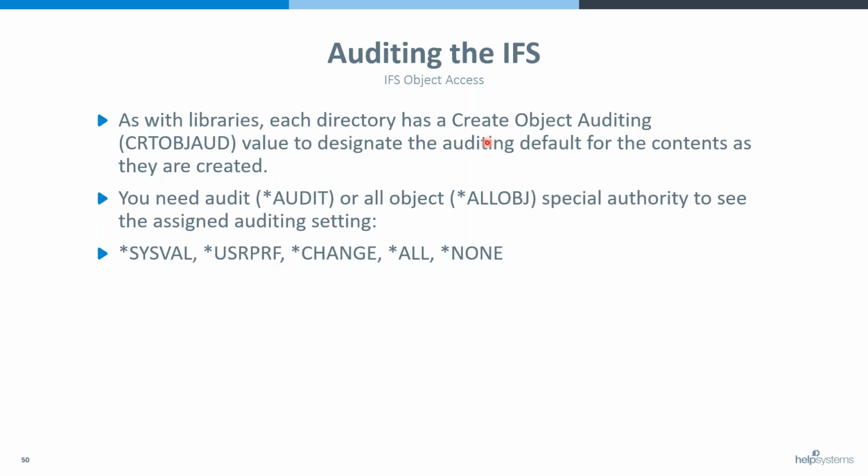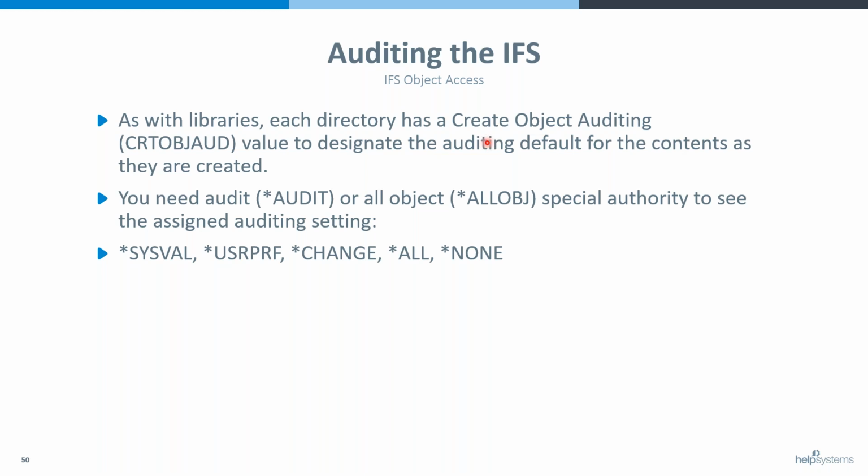When we're auditing the IFS, similar to libraries, each directory is going to have a create object auditing value. So the directory itself is going to have this value set, and it can control the default for the contents of those directories. So as new files are added to your IFS directory, that create object auditing value is going to determine whether or not the object itself, that new file, is going to be audited. So you'll need audit special authority or all object special authority in order to see the audit settings on those folders and files. But there are a couple of different options for that create object auditing.